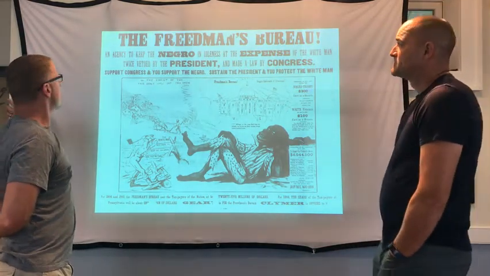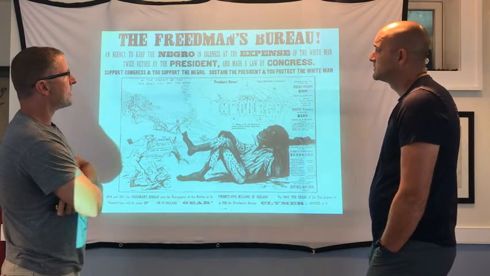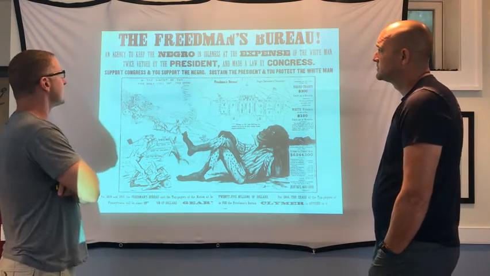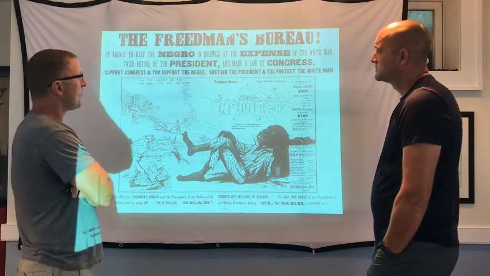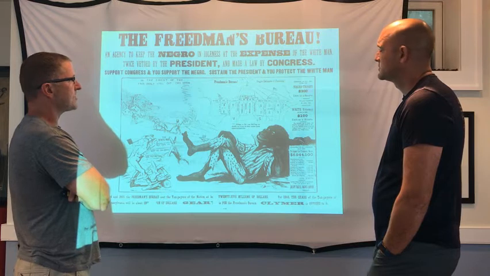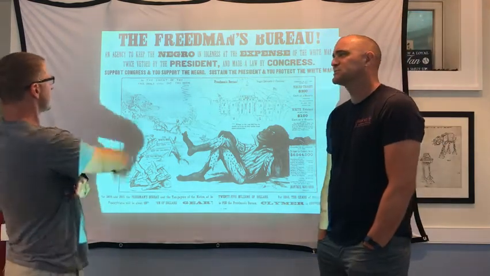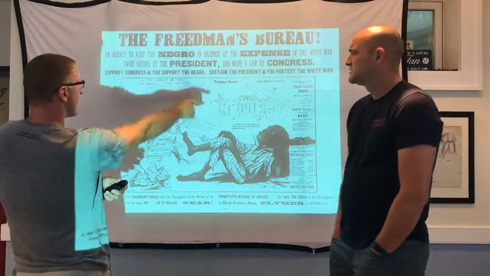So we have the Freedmen's Bureau, an agency to keep the Negro in idleness at the expense of the white man. Twice vetoed by the president and made a law by Congress. Support Congress and you support the Negro. Sustain the president and you protect the white man. All right. Now, this seems almost, in the sweat of thy brow, Freedmen's Bureau.